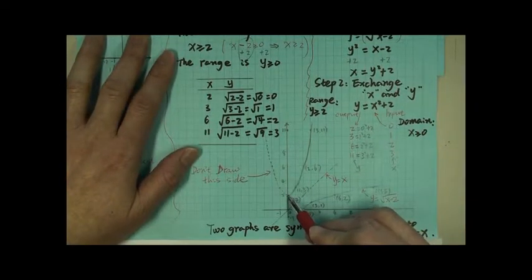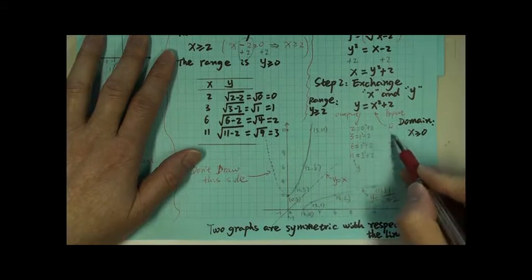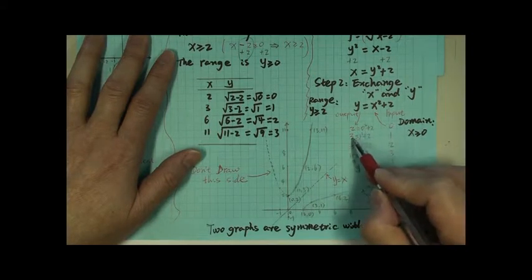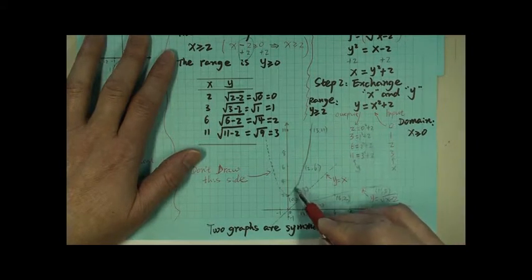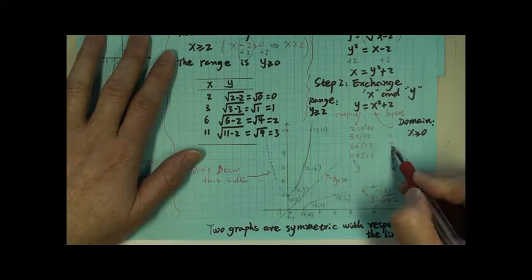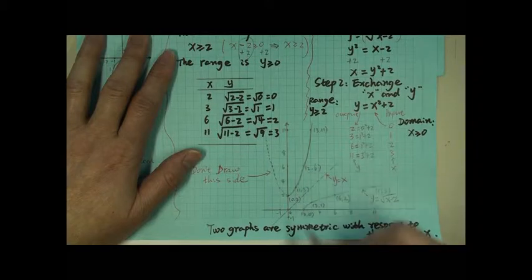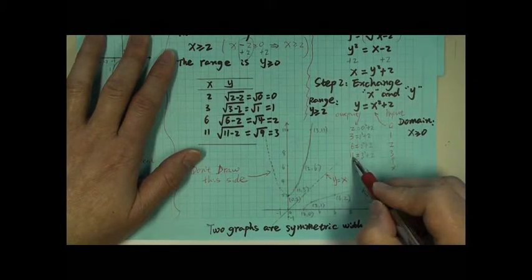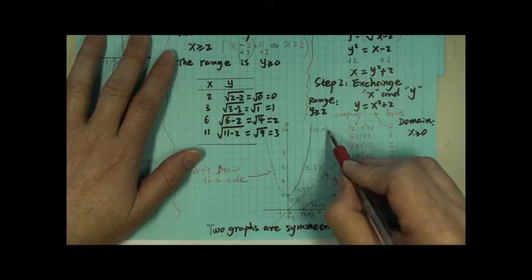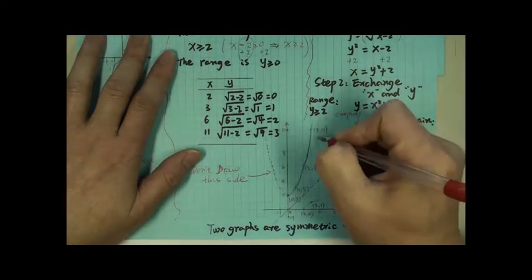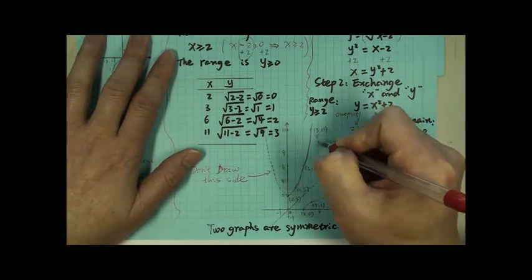So it's this point. X is 1, y is 3. So 1, 3. That's this point. And then x is 2, you have a y, 6. So 2, 6, right here. And x is 3, y is 11. So 3, 11. Okay, so this is our x. Remember the first one.